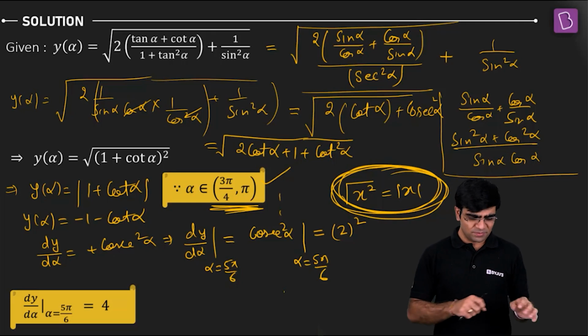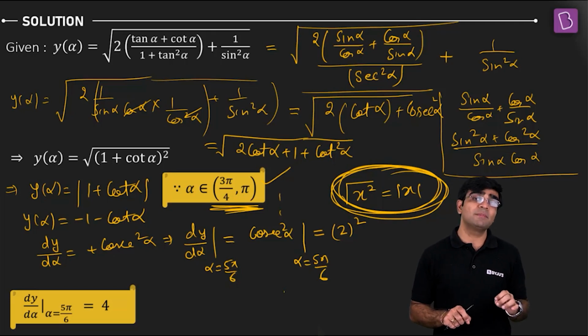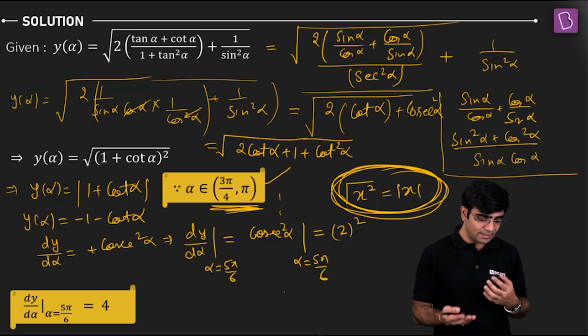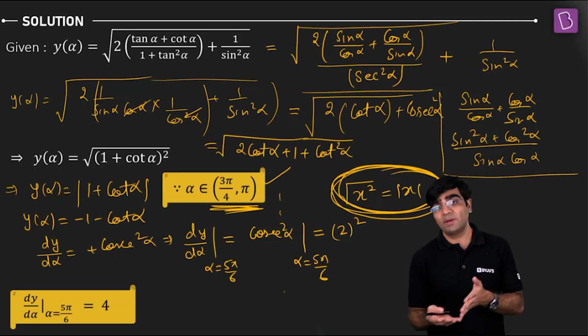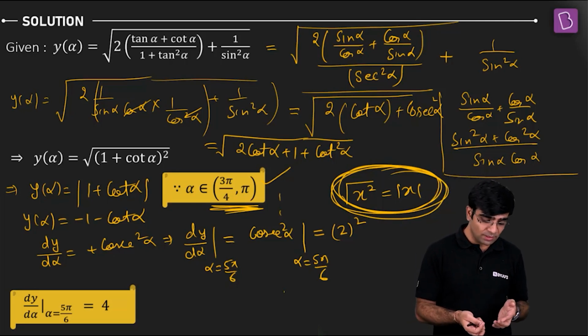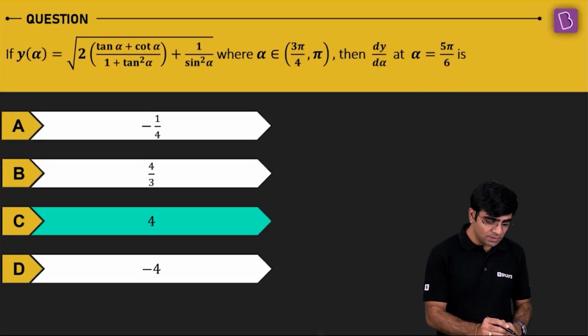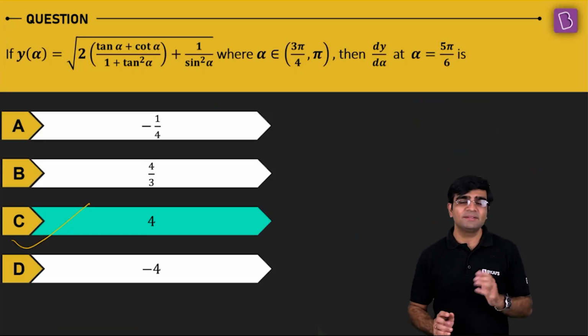And then you put it up, simplify, get dy by d alpha, plug in the value of alpha as 5 pi by 6. The moment you do it, you get the value of cosec alpha at 5 pi by 6 is nothing but 2. And then we have cosec square alpha. So that will eventually lead me to 2 square is 4. And hence, option C is the correct answer.